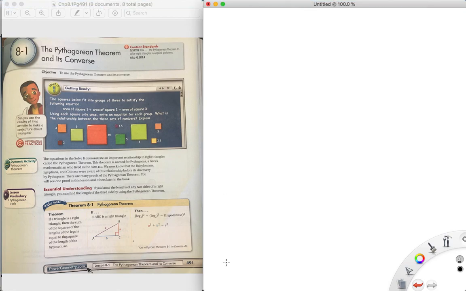Alright, so this is Geometry, Chapter 8, Section 1, Pythagorean Theorem and its Converse. So, hopefully you guys have seen the Pythagorean Theorem before, and if you've forgotten it, it's understandable. And hopefully you can refresh your memory.